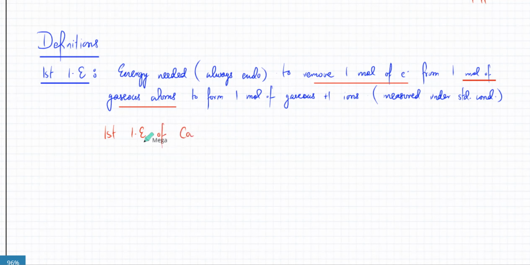So that is going to be, you're going to take a calcium gaseous atom, and what you're going to do is you're going to remove 1 mole of electrons from it, from 1 mole of gaseous atoms. So you'll get 1 mole of gaseous +1 ions, and 1 mole of electrons are going to be produced.